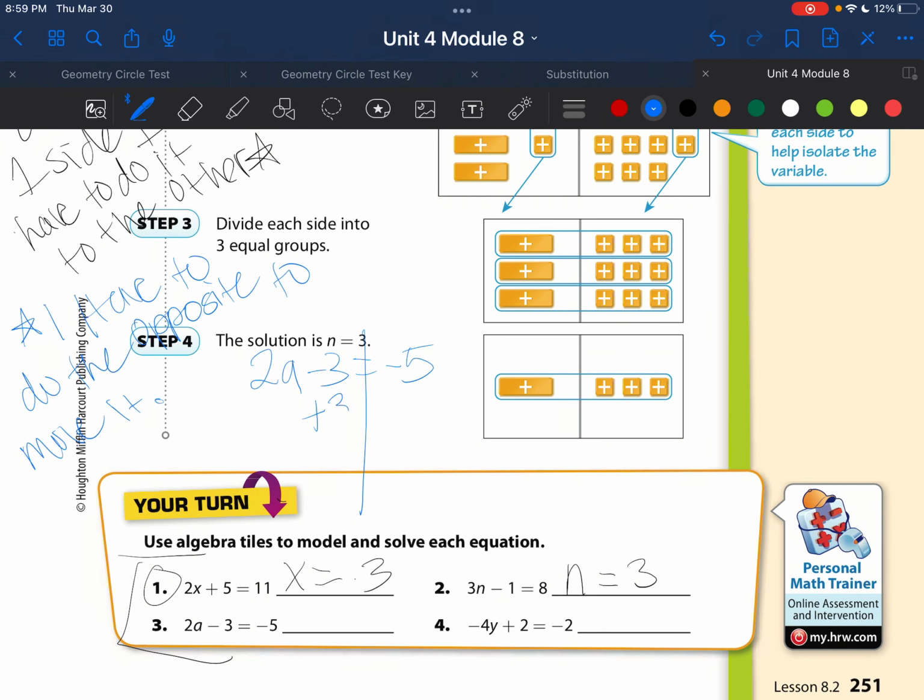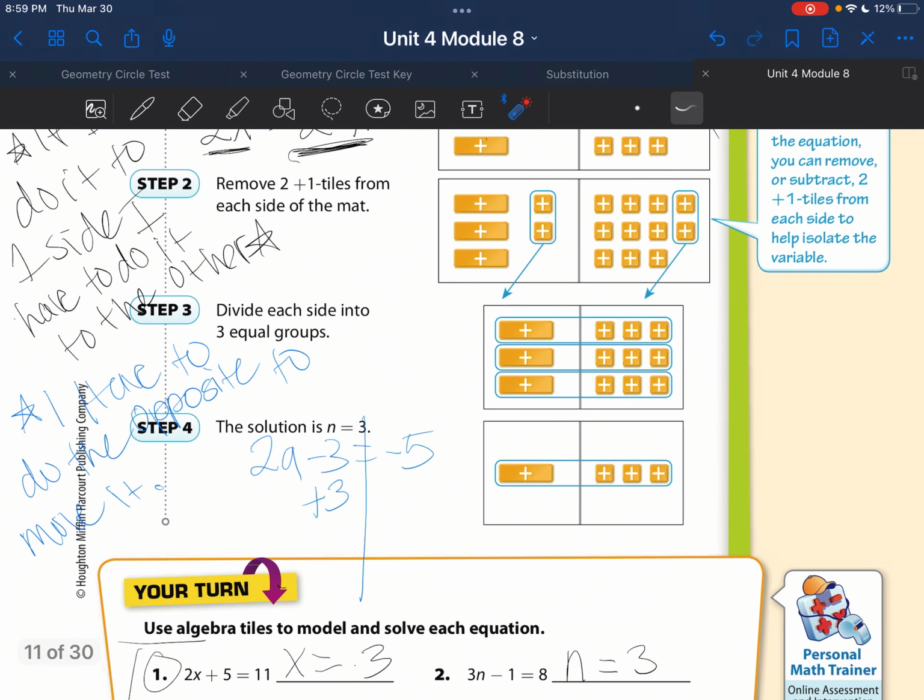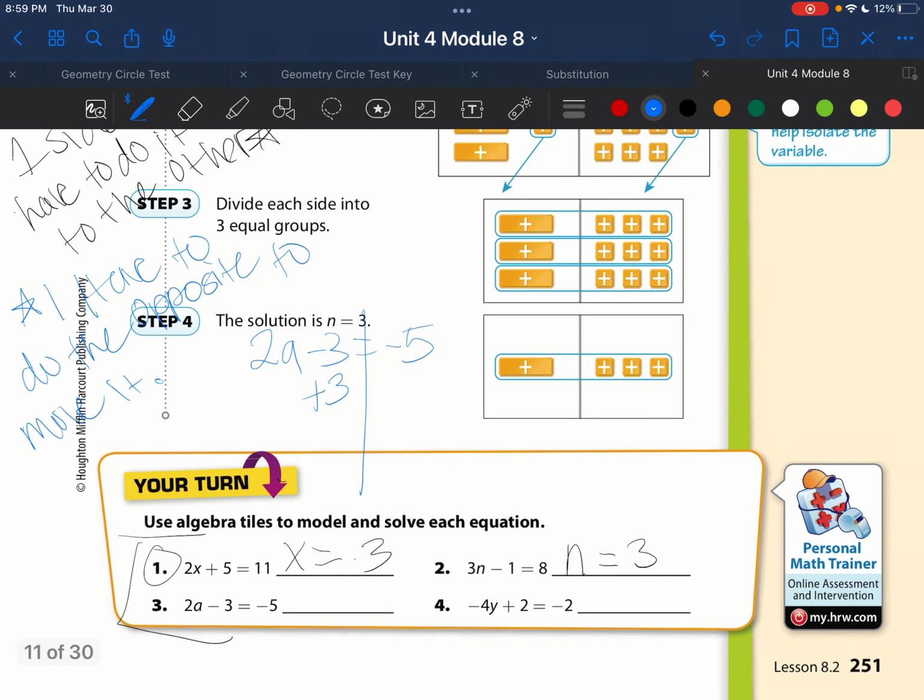I have to do the opposite. So I'm going to add 3 here. And if I add 3 there, I have to add 3 on the other side. Okay? Now, that means these cancel out, so I'm only left with 2a.